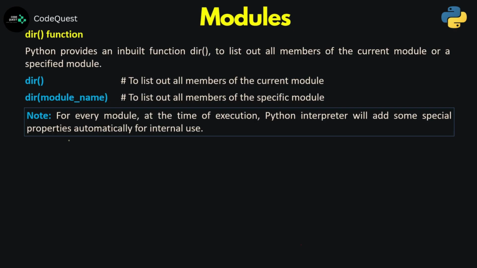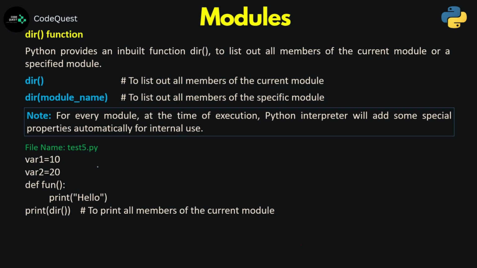Now, during execution of a module, the Python interpreter is going to add some special properties automatically for internal use. I mean, whatever you have defined in your program or a module, apart from that, you are going to get some additional list of members which are internally used for particular purposes. Say for example, here we have taken a module with two variables and one function. When I print dir with no arguments, it is going to list out all these members, that is var1, var2, as well as fun.